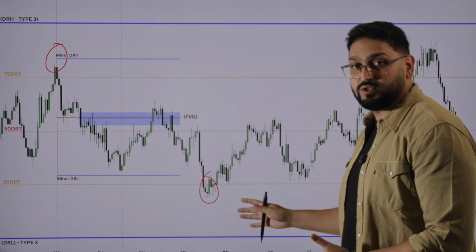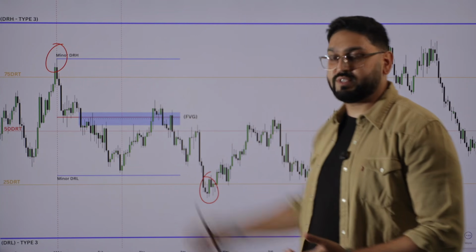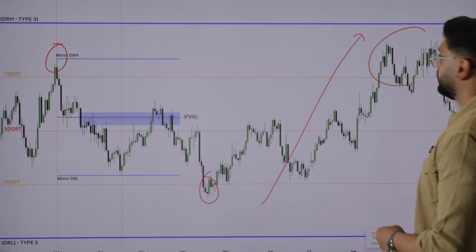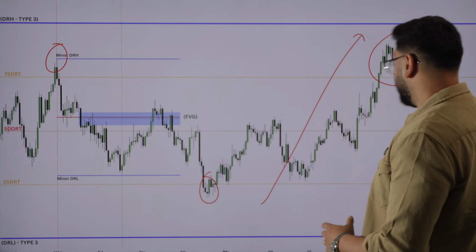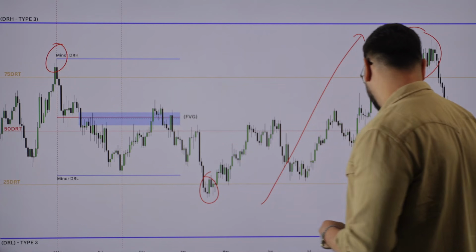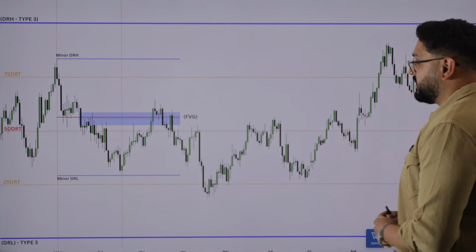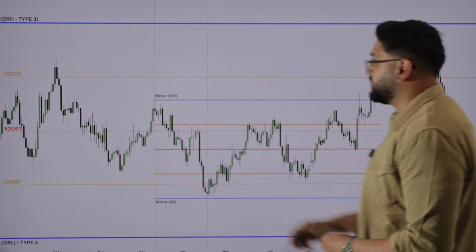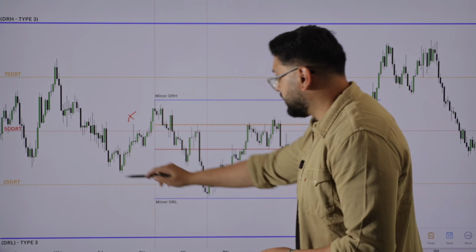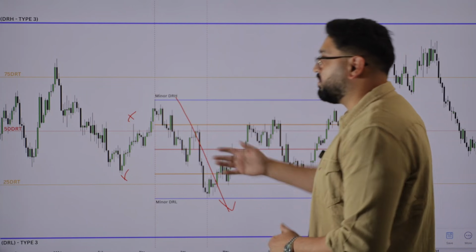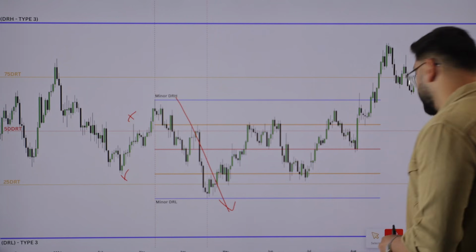And the reason this is done is to engineer liquidity on both sides of the market before price will run higher into an extreme premium. And then later it will run lower for the extreme discount, but we'll get into that in a second. First, I want to again bring your attention to a new minor dealing range here. Again, same principle. We have raided buy side, we've raided sell side, and now we have this dealing range. That is a minor dealing range inside of the parent dealing range.